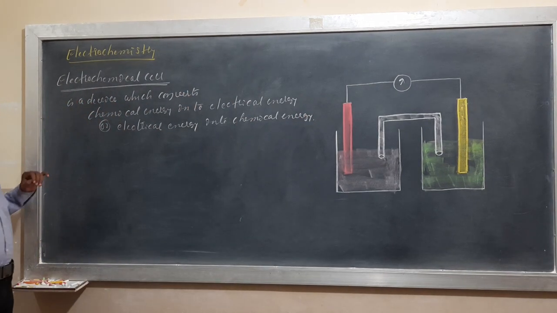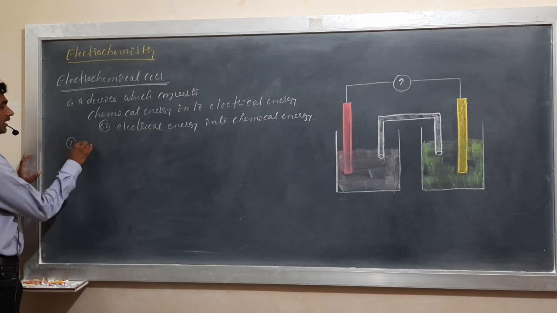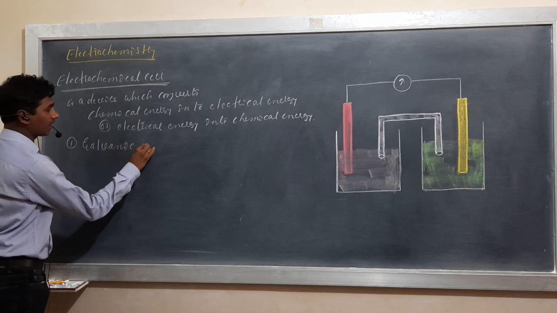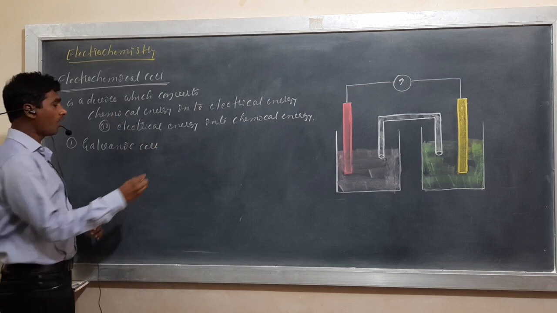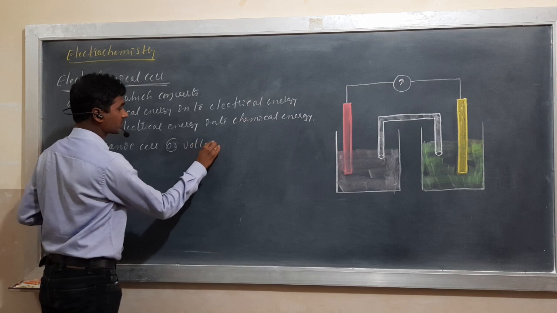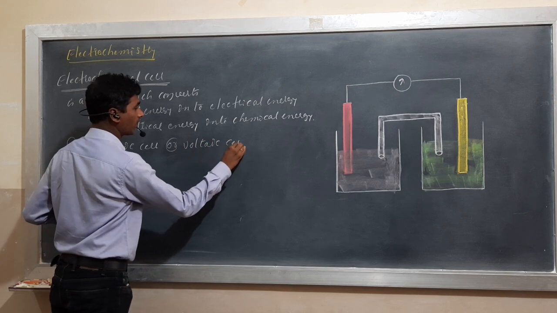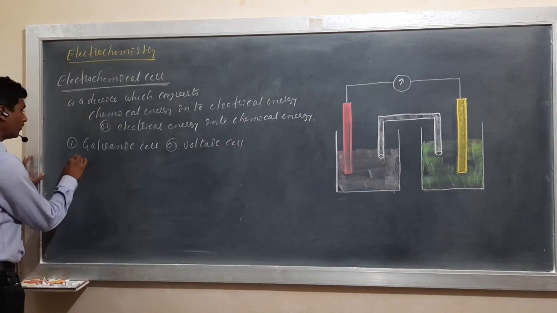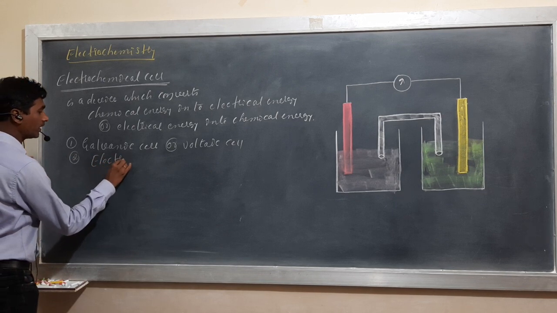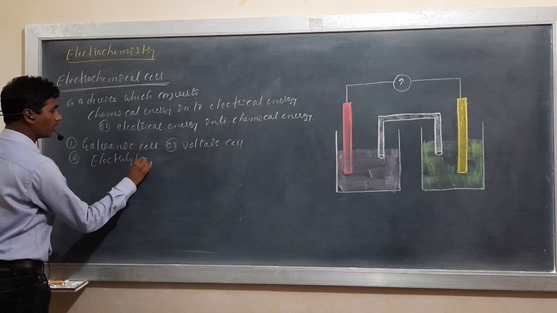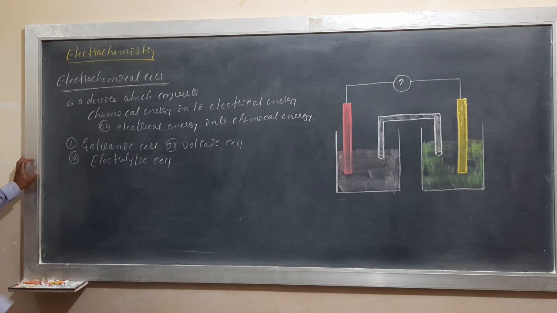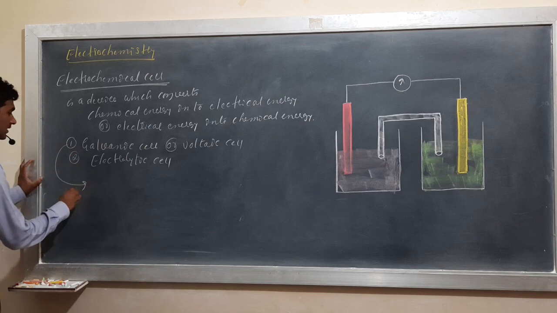The electrochemical cells are of two types. The first one is the galvanic cell, also called the voltaic cell. And the second one is the electrolytic cell.